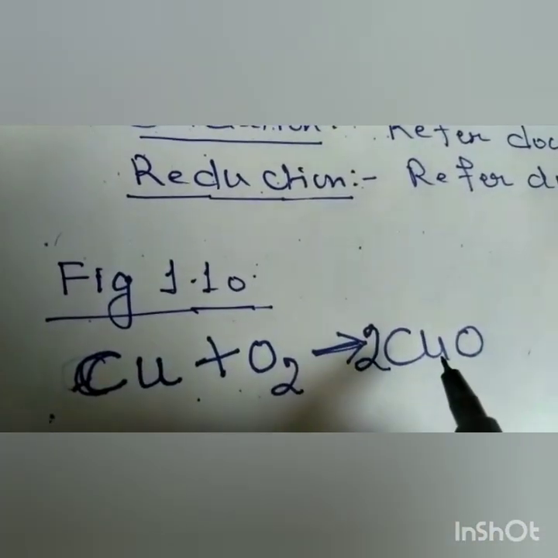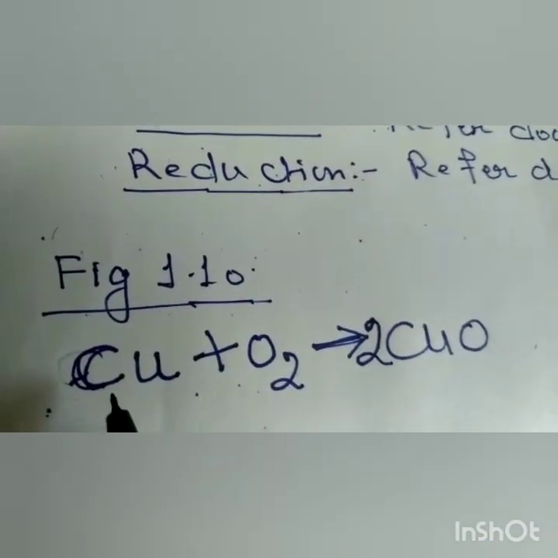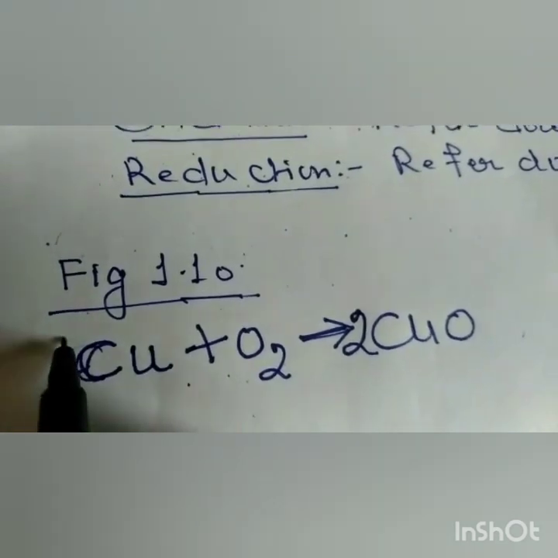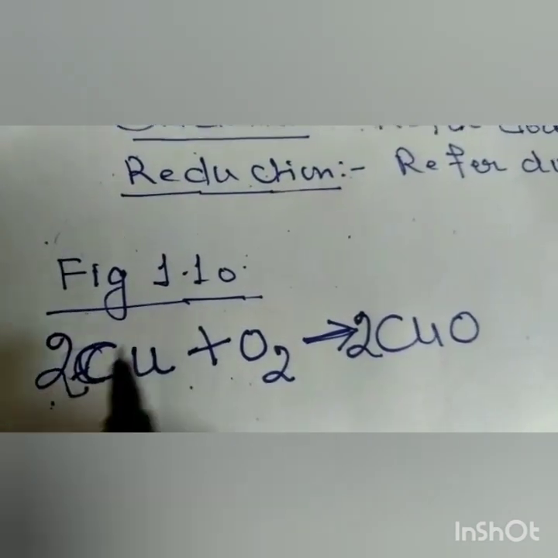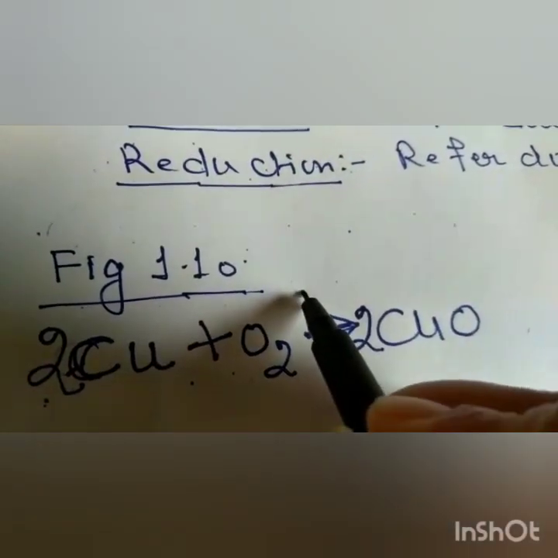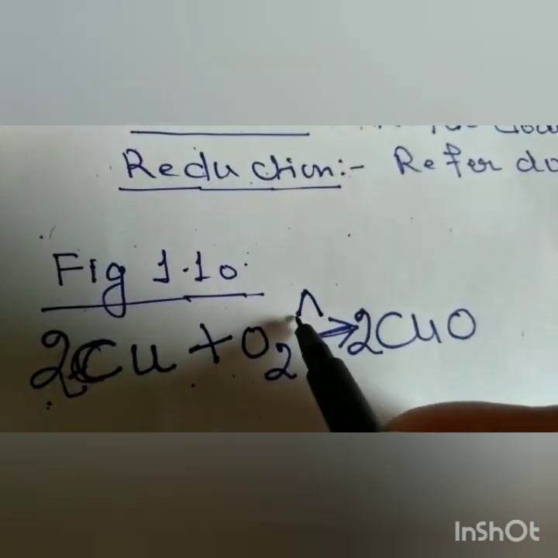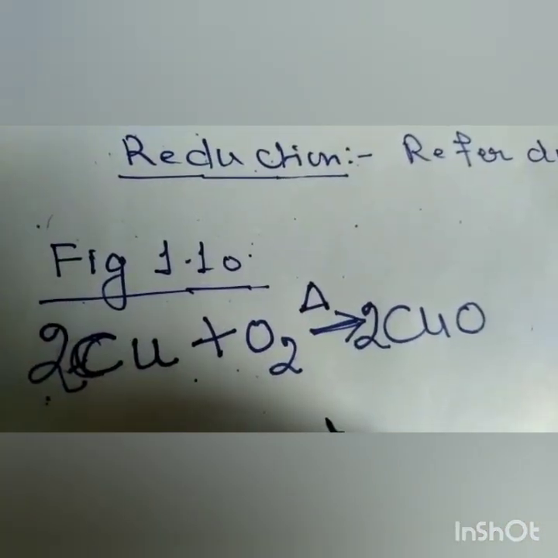Now here there are two copper, but here there is only one copper. So in order to balance, we will write 2 here also. And this is heated up, so you can write heat or you can draw the symbol of triangle.